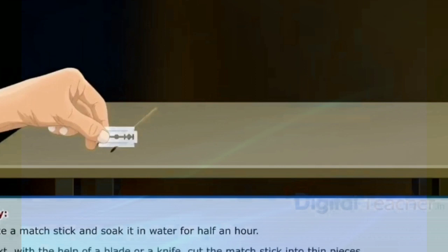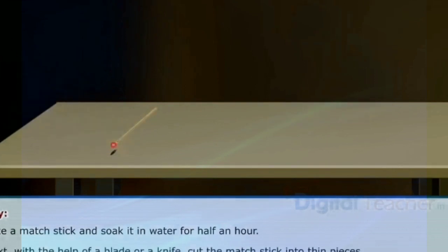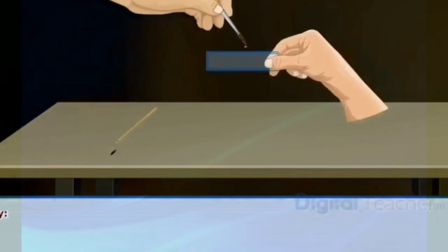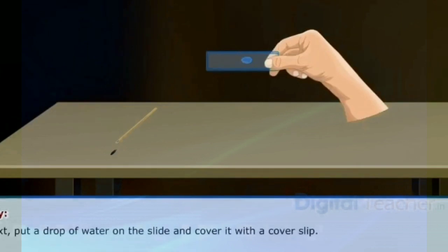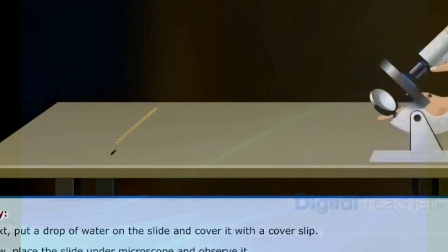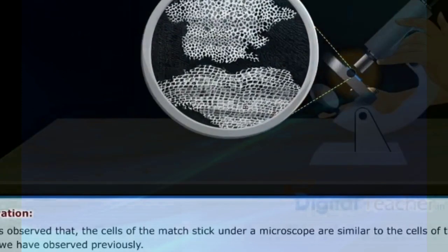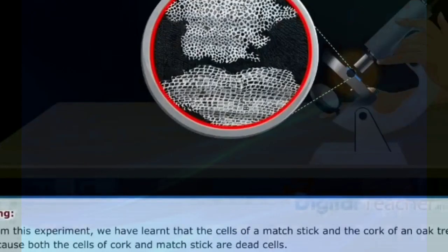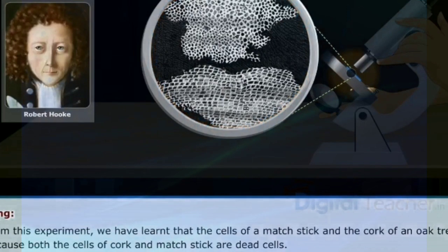Next, with the help of a blade or a knife, cut the matchstick into thin pieces. Choose a thin piece and place it on a slide. Next, put a drop of water on the slide and cover it with a cover slip. Now place the slide under a microscope and observe it. It is observed that the cells of the matchstick under a microscope are similar to the cells of the cork of an oak tree, as we observed previously. From this experiment, we have learned that the cells of a matchstick and the cork of an oak tree are similar. This is because both are dead cells. The discovery of the cell by Robert Hooke was a milestone in the history of science.